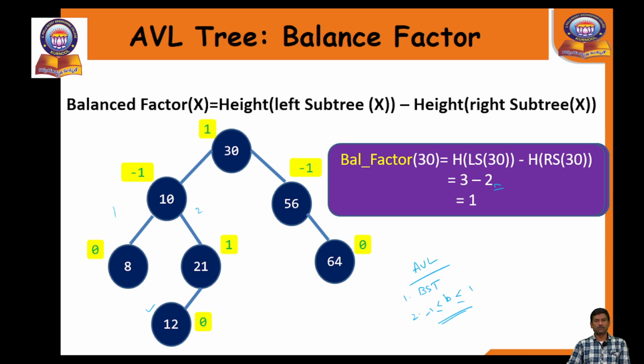Take 30, it is equal to 1. So if you look at these yellow colored values, they are within the range. It is either 0 or 1 or minus 1, and does not exceed this range. And that is how we can say this is an AVL tree. This is the AVL tree.